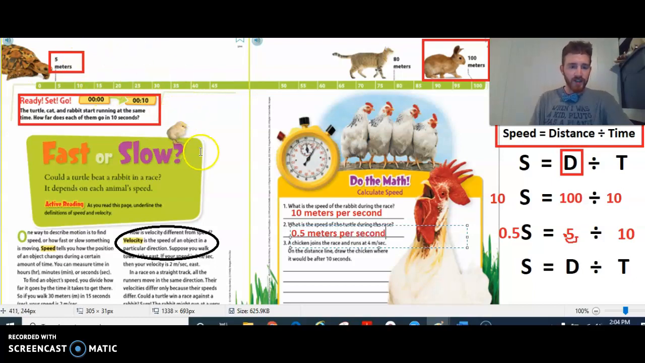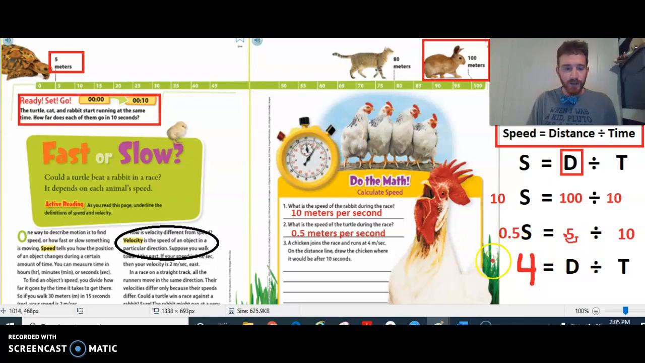Now the last part is about where we know what the speed is and we find how far it would go in a number of seconds. It says a chicken joins the race and runs at 4 meters per second. So in this case, we're actually being told that our speed is 4 meters per second. Okay, so probably didn't think you're going to be doing so much math today in science, but sometimes that's the way it goes. If we know the speed is 4, let's fill in what we know.